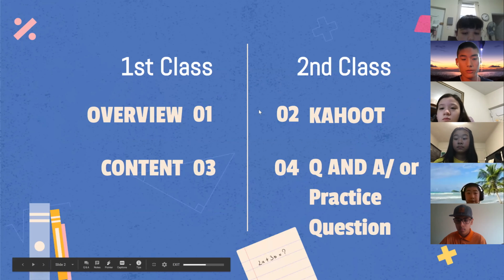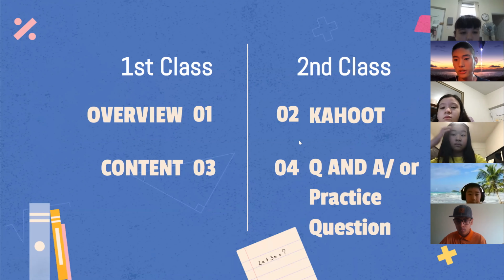The first thing we'll be doing on how these classes will run is we basically have 6 classes together in this course over 2 weeks. And we'll be learning 3 different units. Each unit is going to be comprised of 2 classes. The first class will be the content, and basically everything you'll be learning in that unit will be done in that first class. The second class will be activities like Kahoot and Q&A sessions, practice sessions.